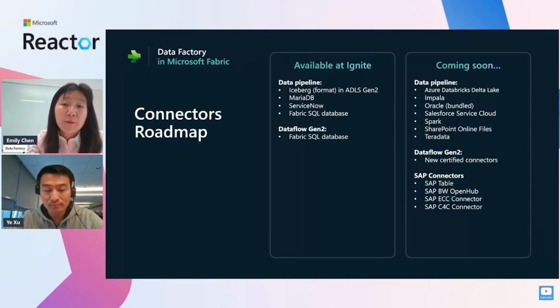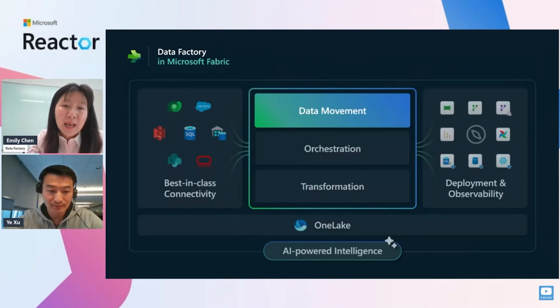Coming soon on our roadmap, we will have 7 top-asked connectors for data pipeline. For Dataflows Gen2, we will have more new certified connectors. SAP connectors are always the top ask, and you will see we have 4 SAP connectors on our roadmap. Okay, next we are going to talk about data movement. I will leave that to my colleague, Yan.